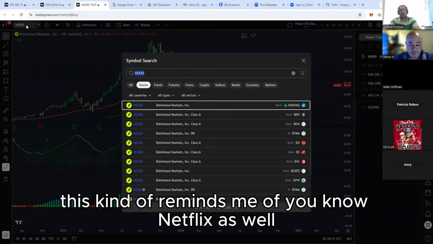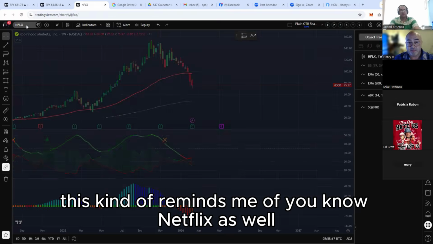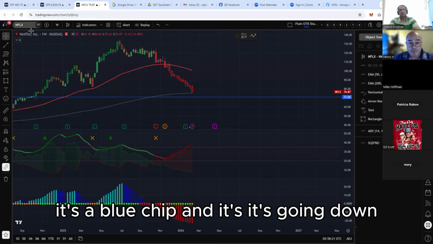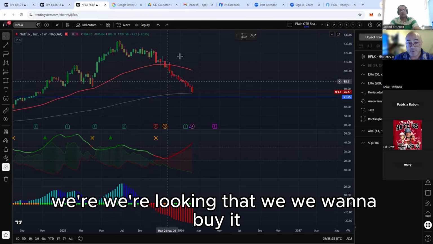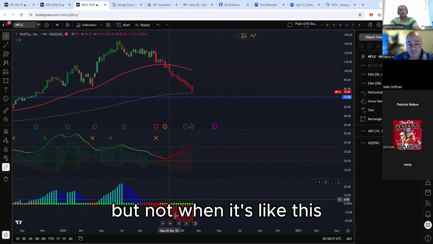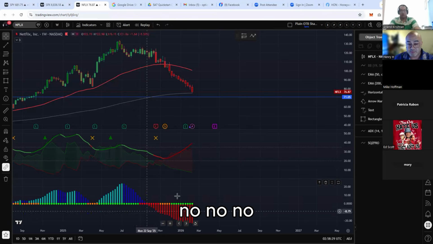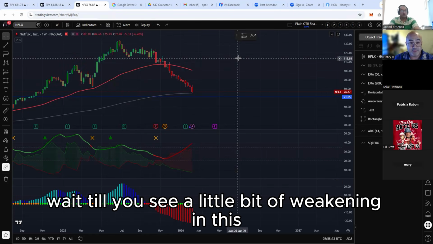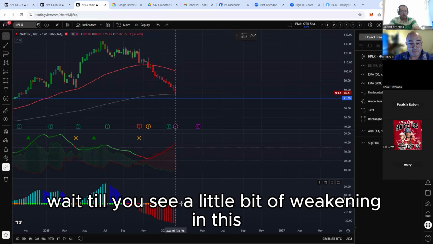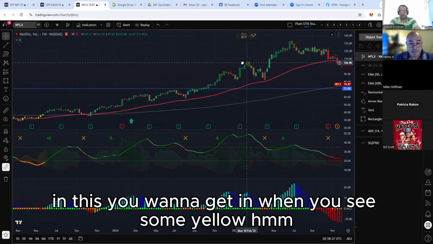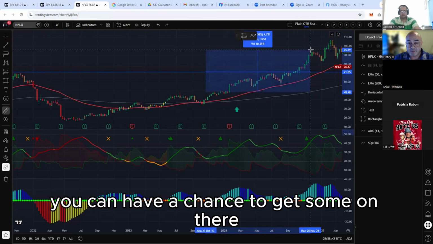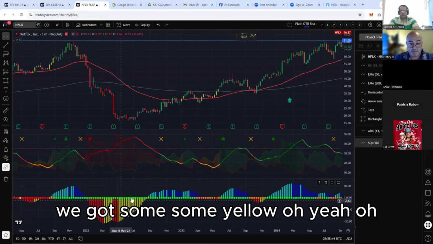This kind of reminds me of Netflix as well. It's a name brand stock, a blue chip, and it's going down. We want to buy it, but not when it's like this. Absolutely not. Save your money and wait till you see a little bit of weakening. You want to get in when you see some yellow and have a chance to get some.